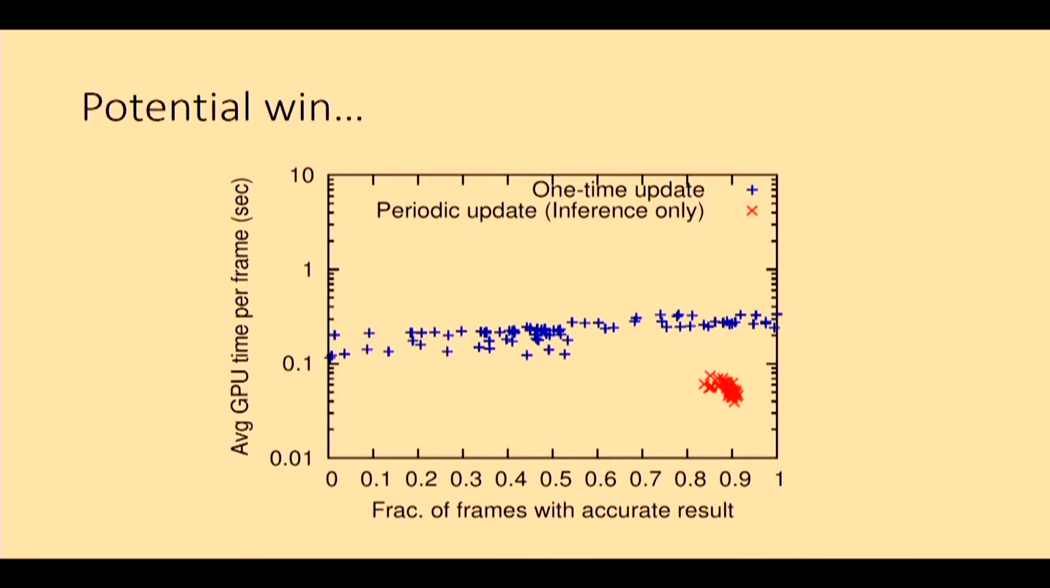So here's a plot of cost on the y-axis and accuracy on the x-axis. And in blue, we have the prior work. Basically, when you do one-time profiling at the beginning, this is kind of what your cost accuracy trade-off looks like. There are a bunch of videos in this data set, like 120, so that's why there are that many points. Now, instead of doing a one-time profiling, if you did periodic profiling, you get the red dots, okay? That's like, you're getting very good accuracy and you're getting better cost because you're actually changing the configuration periodically. So there's a high potential win there.